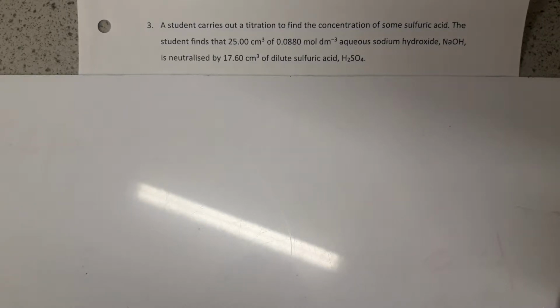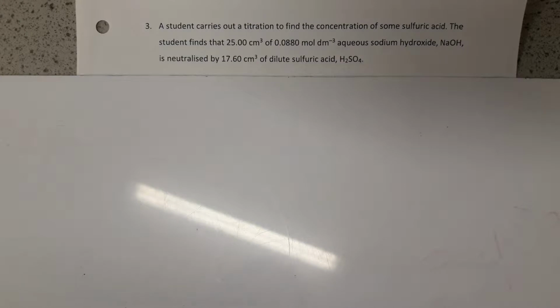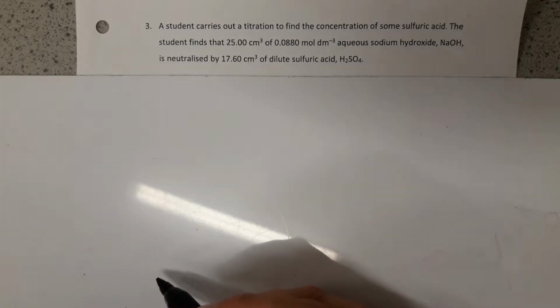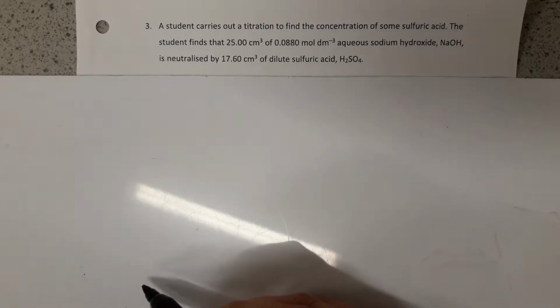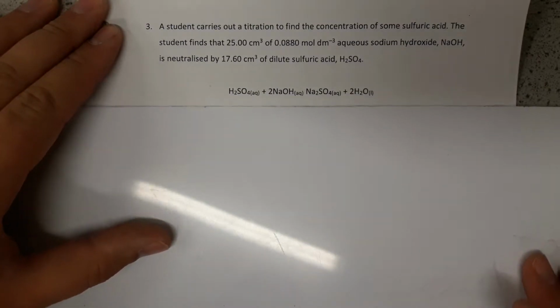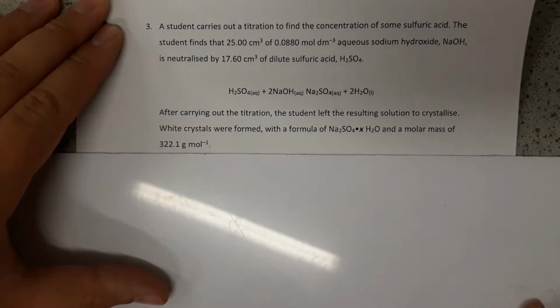A student carries out a titration to find the concentration of some sulfuric acid. The student finds that 25 cm³ of 0.088 mol/dm³ sodium hydroxide is neutralized by 17.6 cm³ of dilute sulfuric acid. There's your equation for this calculation. A bit more to the question here.